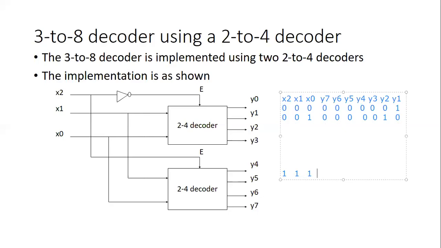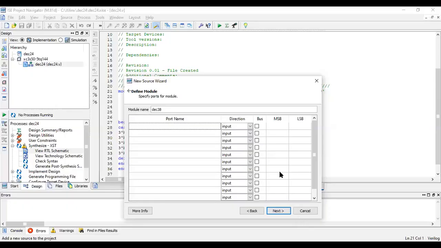Like that, if you write the complete truth table, I'm not completing it. 1, 1, 1 is the last combination, so this will be equal to 1, 0, 0, 0, 0, 0 and 0. So this is how we are going to implement 3:8 using 2:4. So let us try to implement that. Now let us do a simple 3:8 decoder, and then try to implement 3:8 using 2:4.